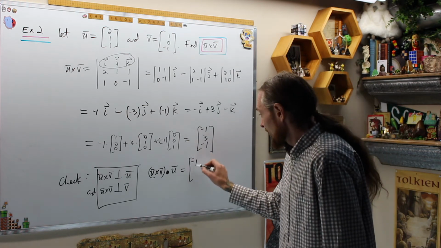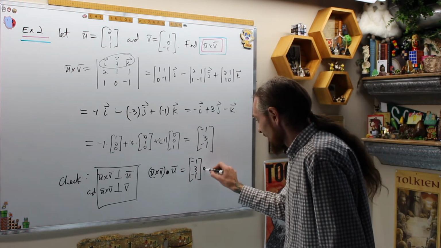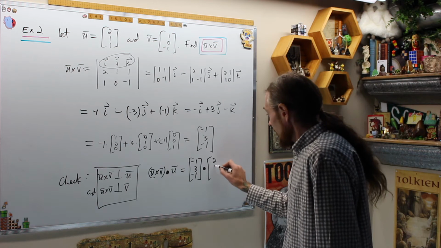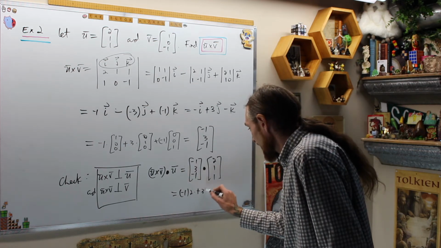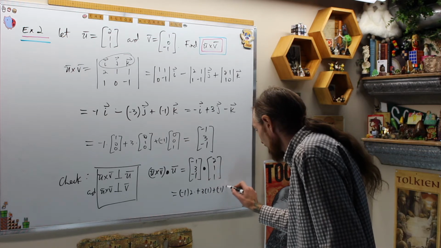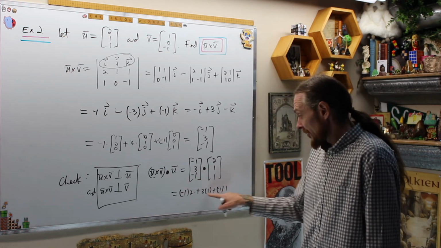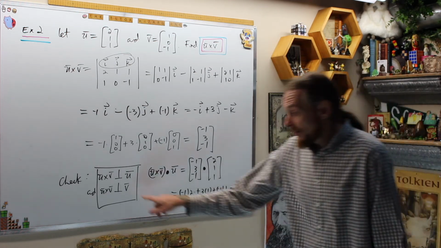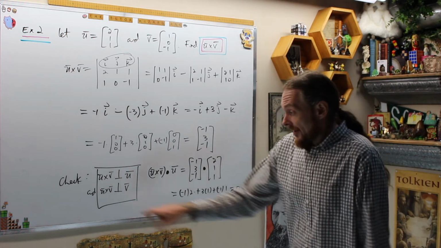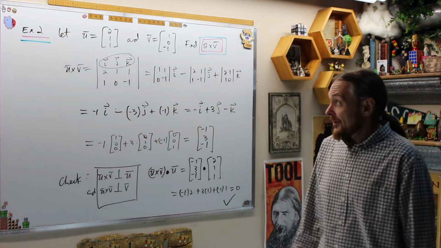Well, u cross v was (-1, 3, -1). Dot product with (2, 1, 1), which is going to give me -1 times 2 plus 3 times 1 plus -1 times 1, which is -3 plus 3, which is 0. Oh, it's orthogonal, so it gives us a check. If you really want, you can check that u cross v is also perpendicular to v.